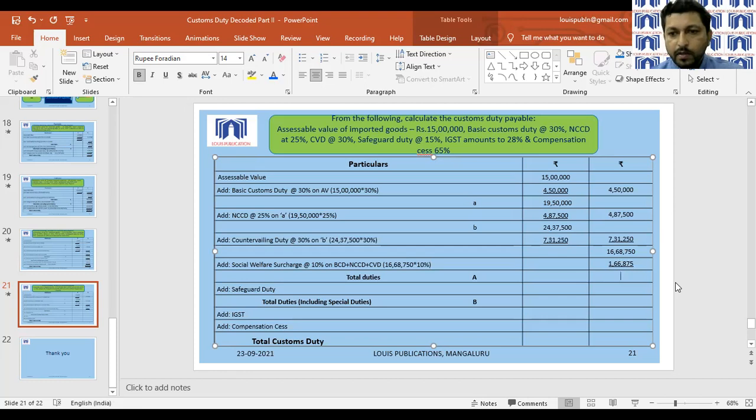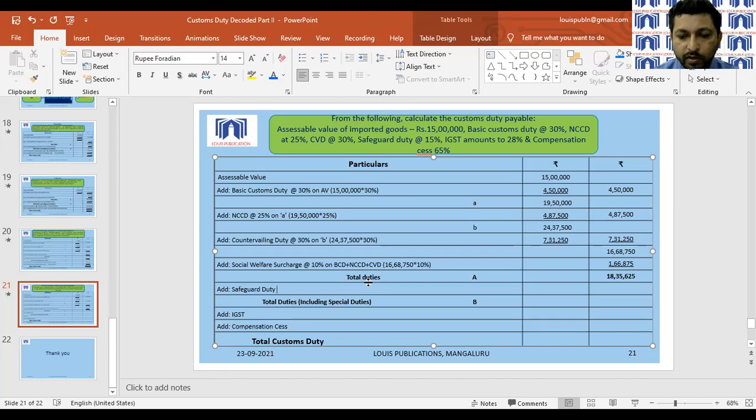So I add up 16,68,750 plus 1,66,875. That will be 18,35,625. So 18,35,625 will be the value. That will be the total duty as we get A. This is before adding your special duties.